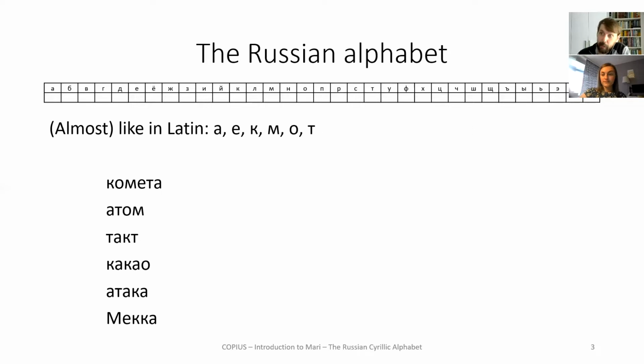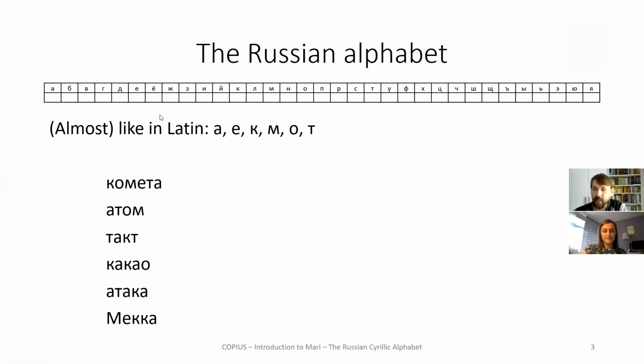So as I just mentioned, there are some letters that are the same. This is the first set that we're going to look at. If you see on the slide on the top, we have the bar here showing the alphabet as a whole, all the letters that we have in it.